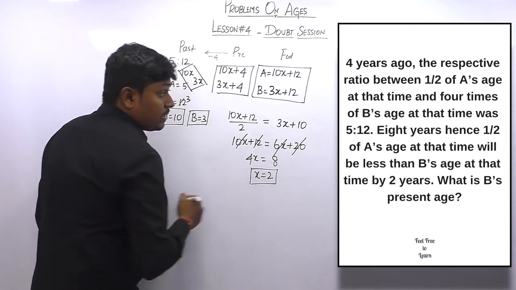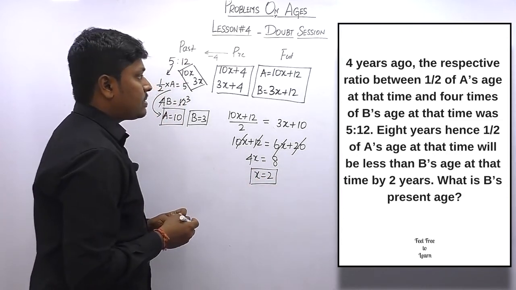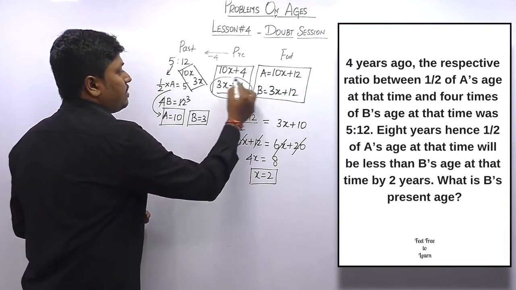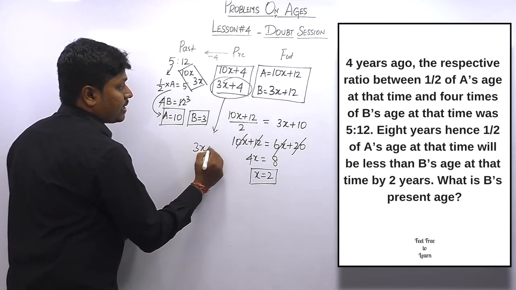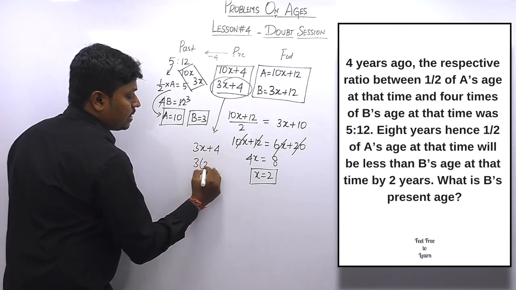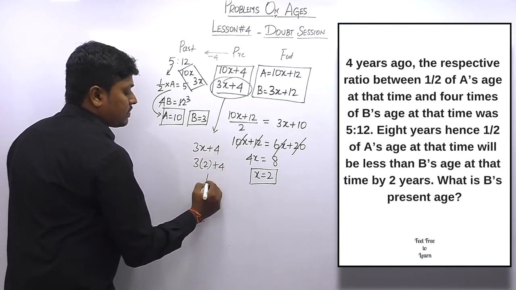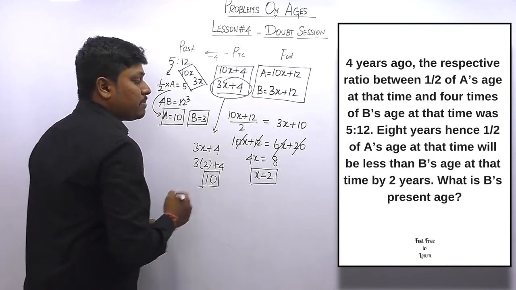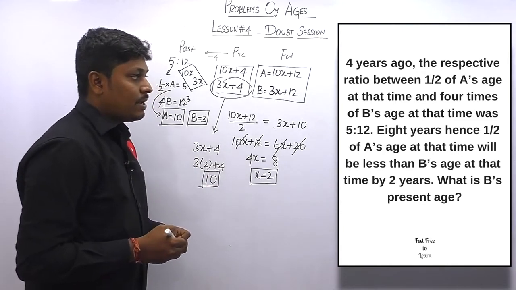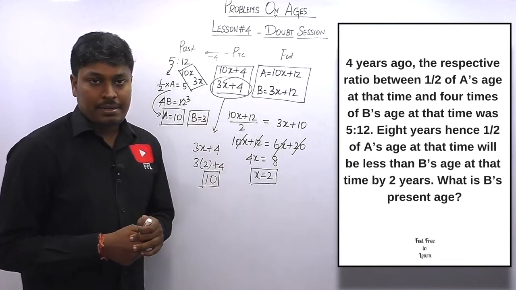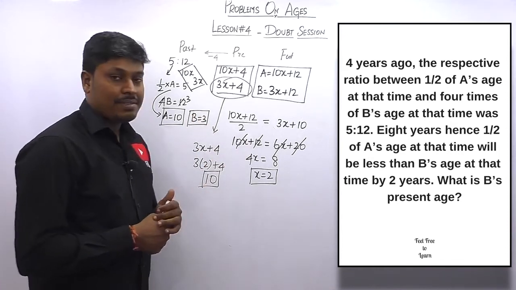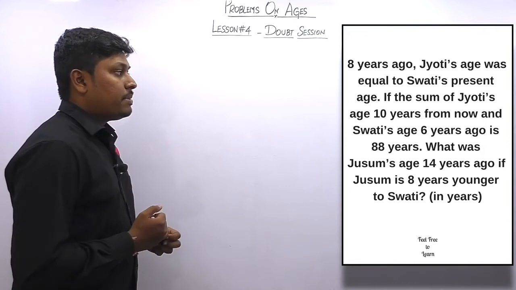And what is our target? Our target is to find B's present age. So the present age of B will be 3x plus 4, because it's past and this is present. So 3x plus 4 will be present. So 3 into 2 plus 4, 6 plus 4 will be 10. So finally B's present age will be 10 years. So, very interesting question. Finally we got an answer for question number 8, that is B's present age will be 10 years.